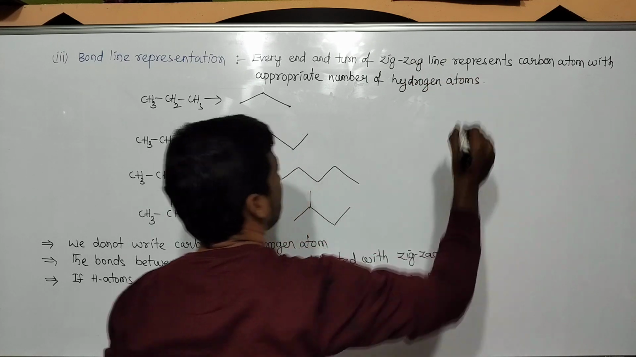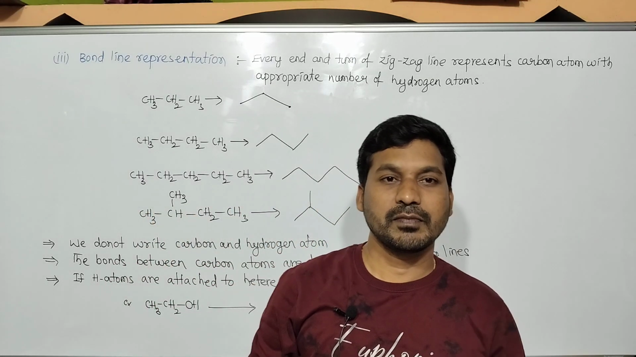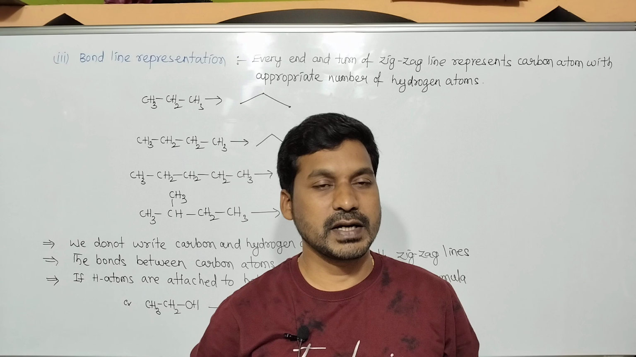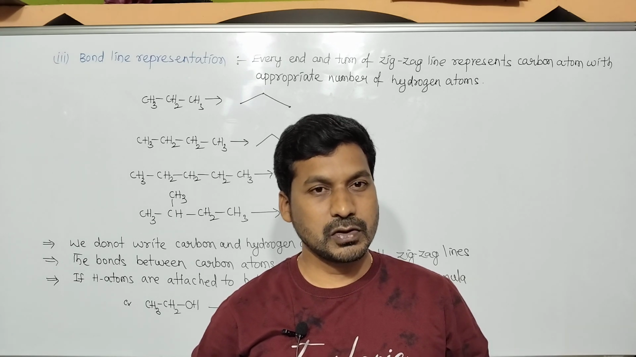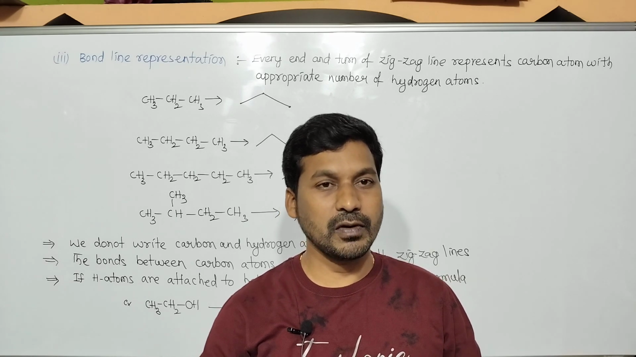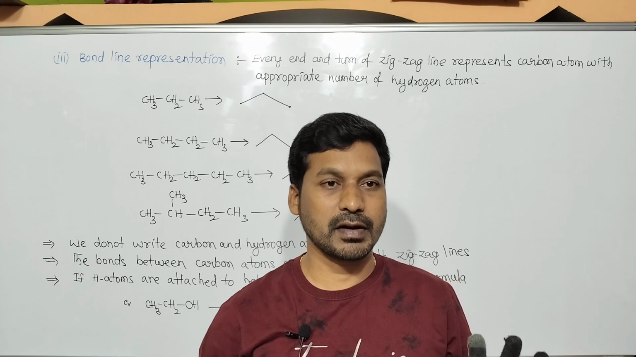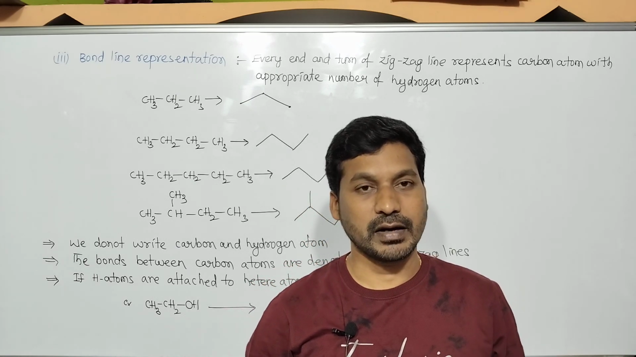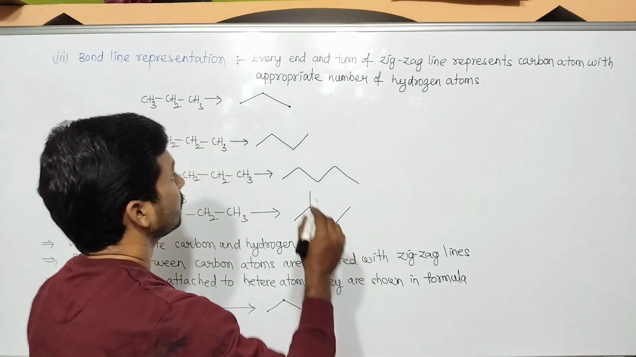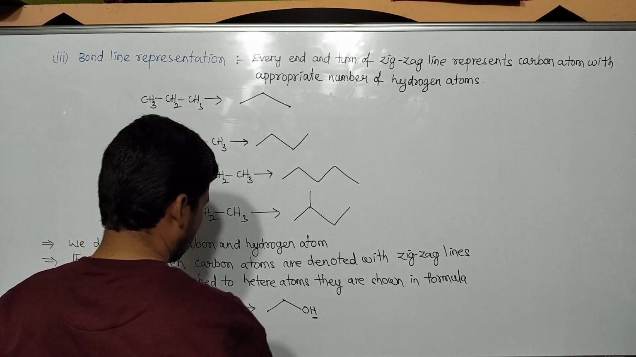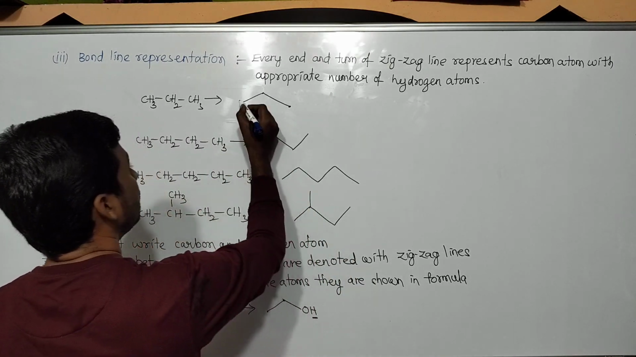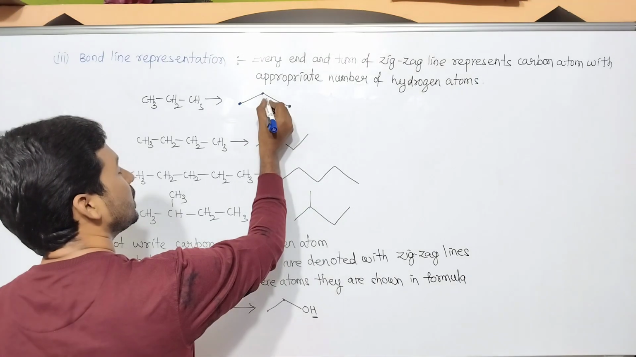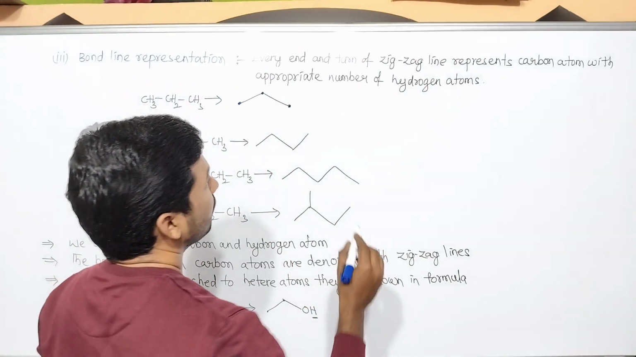Appropriate number of hydrogen atoms means enough to satisfy the valency of carbon. So what is the covalency of carbon? 4. To satisfy covalency 4, to make the number of bonds 4, the required number of hydrogens are there. So every end of the line is carbon. See here, this is carbon. This is carbon. End of the line and turn of the line is carbon with the appropriate number of hydrogen.